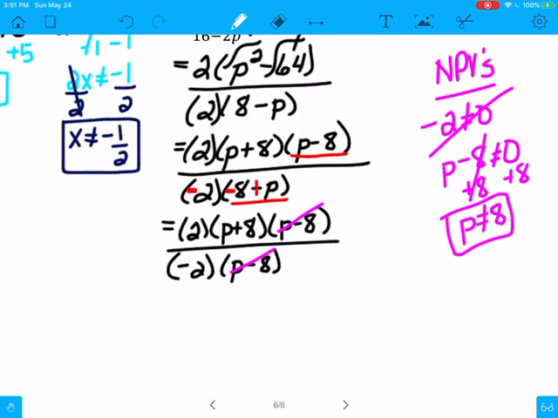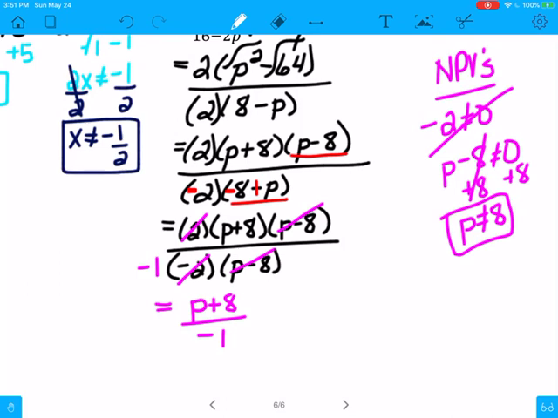P minus 8's cancel and the 2's cancel. So 2 divided by 2 is 1. 2 divided by negative 2 is negative 1. So I'm left with p plus 8 over negative 1. And what you can do when your whole entire denominator is just negative 1 is you can actually apply it to the top and it changes all the signs and goes away.